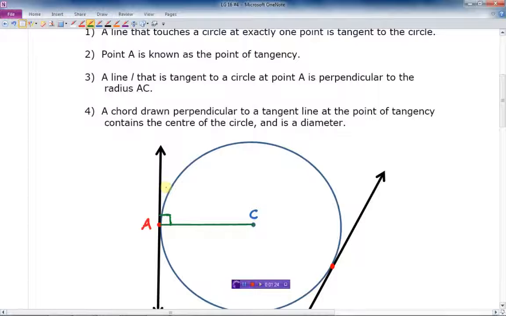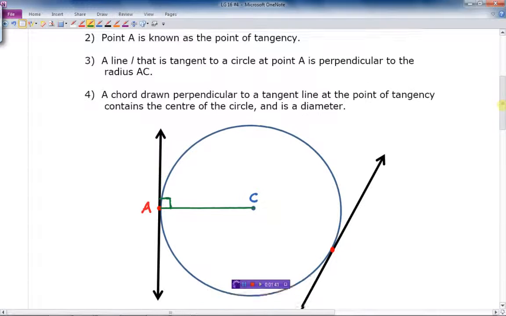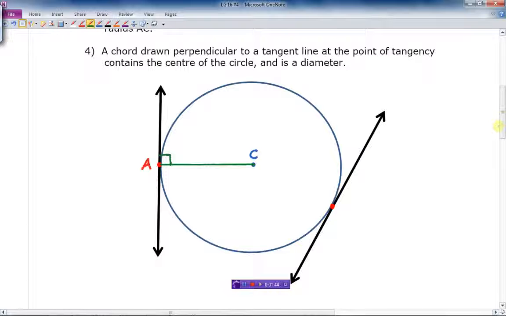Okay. So every time you have a tangent line, it is perpendicular to the radius of the circle that goes through that point where it touches the circle. And number 4, a chord drawn perpendicular to a tangent line at the point of tangency.